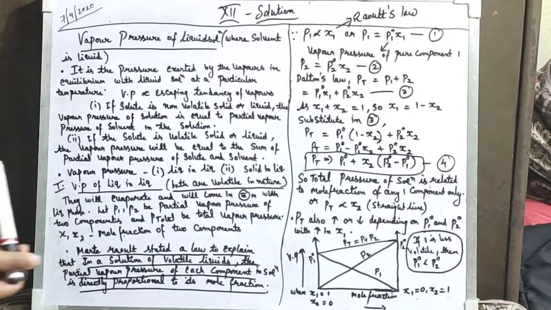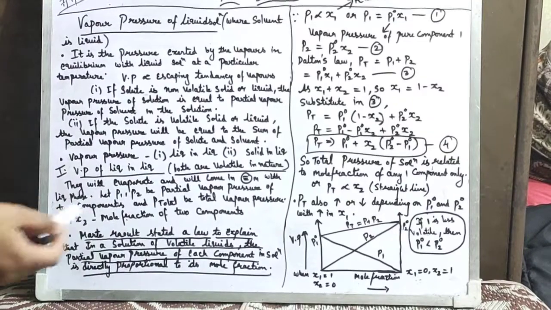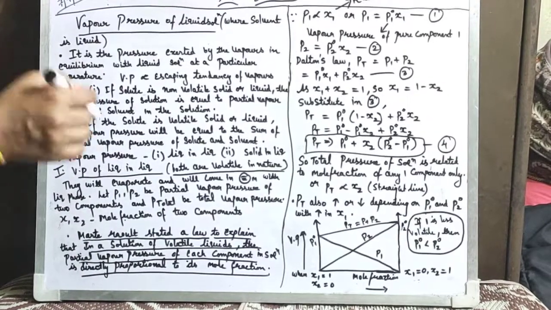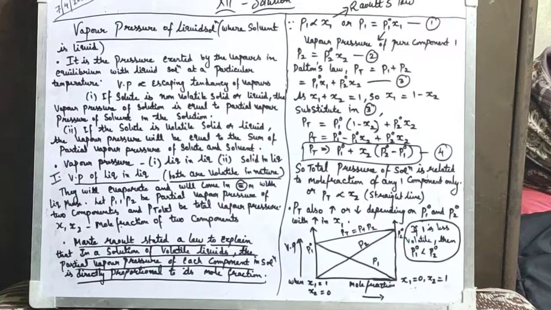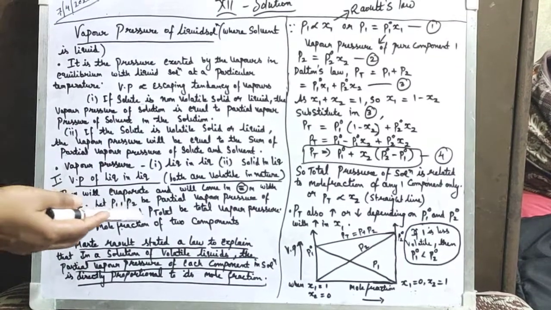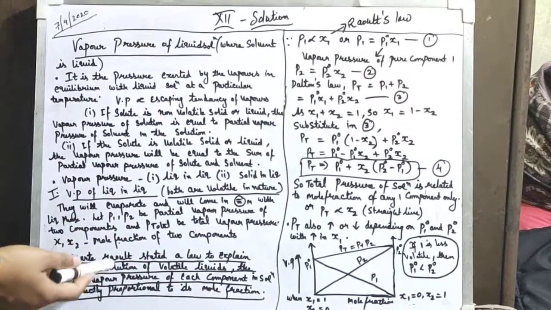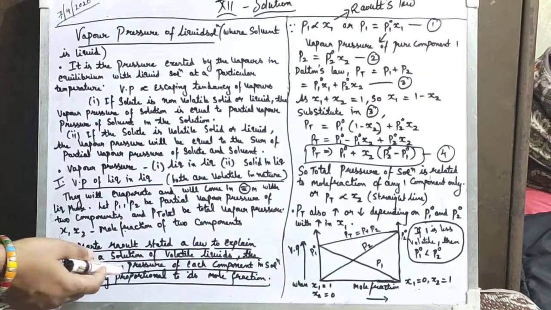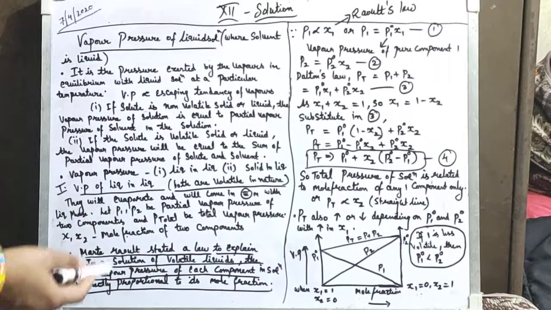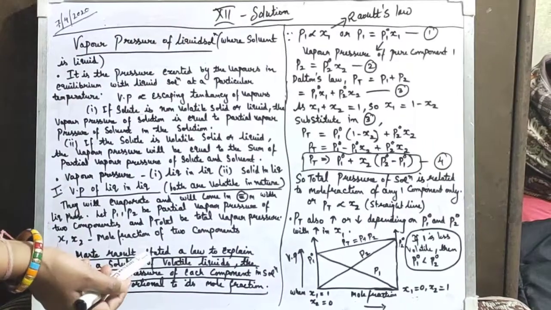So in a solution of volatile liquid, this condition is obviously most important, and it is the difference between Henry's law and Ralph's law. The partial vapor pressure of each component is directly proportional to its mole fraction. This term we have read there, but what is the difference? We are talking about the solubility of gas in the solid there. That is the difference. Rest, the expression is the same one.